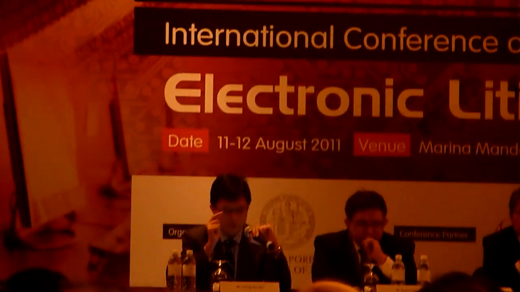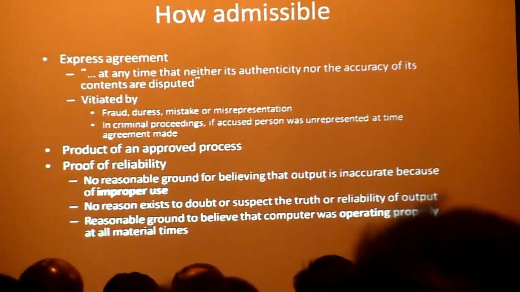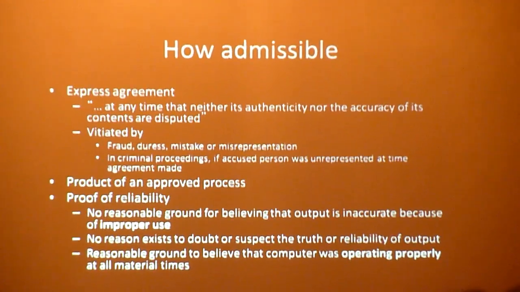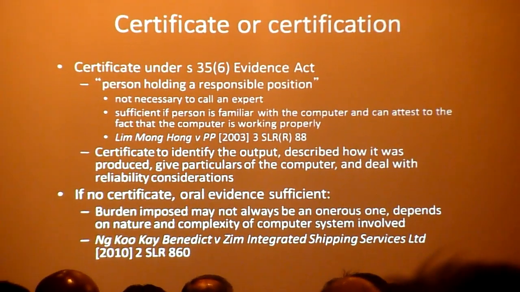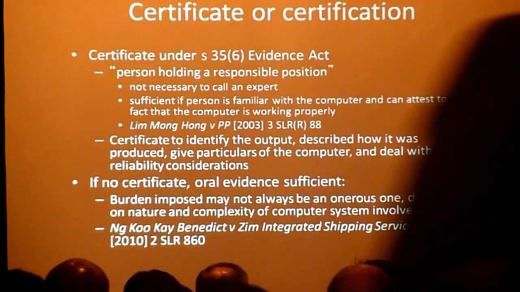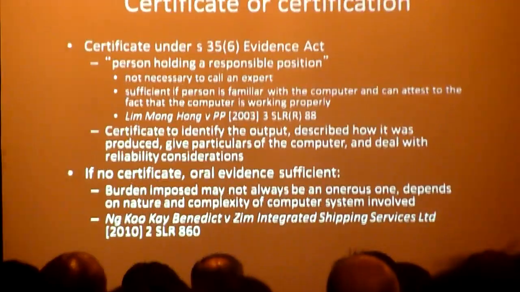Proof of reliability essentially means that you need to show that there's no reasonable ground for believing that the output is inaccurate because of improper use. That's the turn of phrase: inaccurate because of improper use of the computer. The second limb is that there's no reason to doubt or suspect the truth or reliability of the output. And then the third one is there's reasonable ground to believe that the computer was operating properly at all times. So I just very loosely refer to this third limb as proof by certification, or to certify that it is reliable. Now, there are two ways of proving reliability.